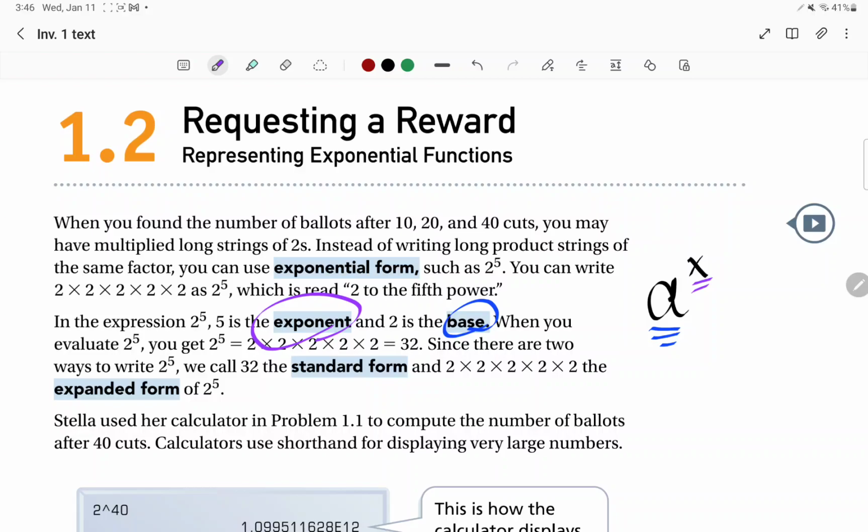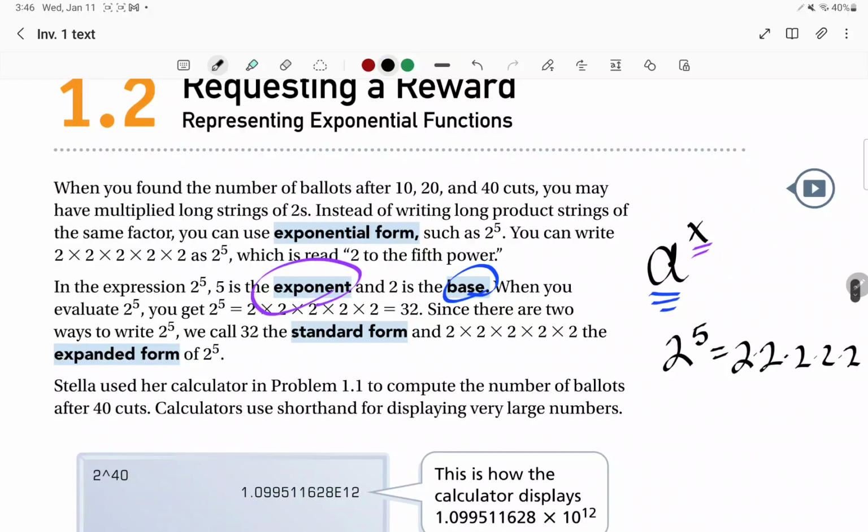So for example, using the example that they have here, if you have something like 2 to the 5th power, that 5 says multiply the base by itself 5 times. Whoops, I wrote the number 3. Okay, so then that is another way to write 2 to the 5th. And we could also multiply those out, 2 times 2 times 2 times 2 times 2, which would also be another way to write 2 to the 5th as 32.